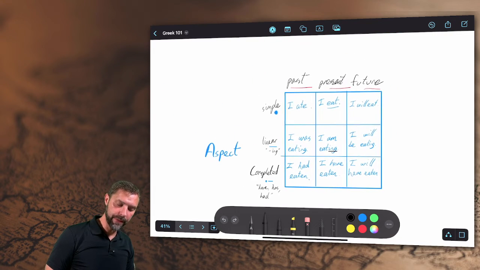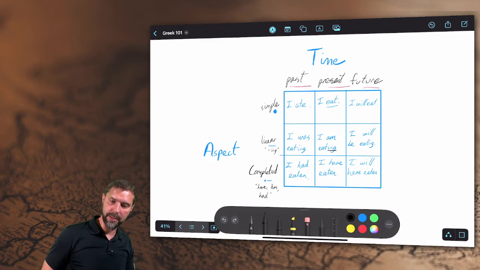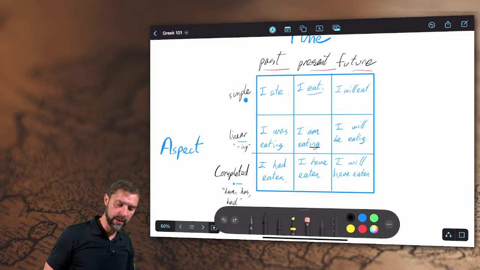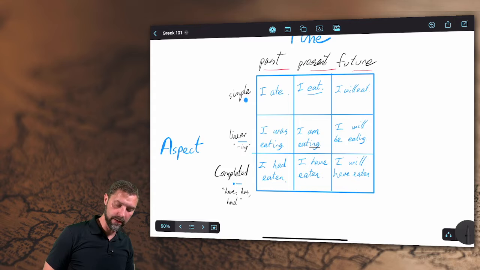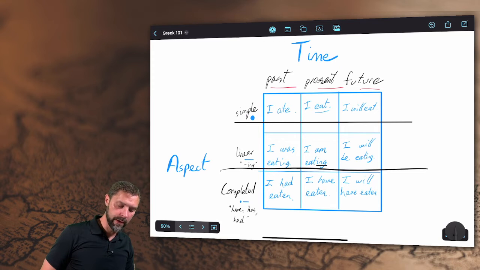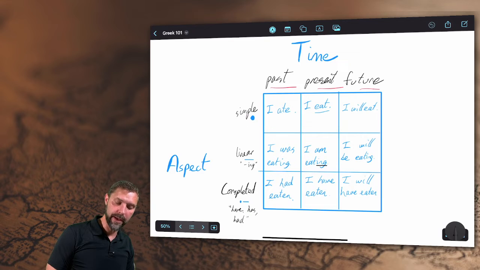And I think the helpful thing here is that I can actually put this now into a matrix where I can have all three of these together: the time, past, present, future; the aspect, simple, linear, completed. And you can do all of the combinations. Okay, I would encourage you to take a second here and pause the video, look down this and see how the simple aspect runs across each of the three times, past, present, and future. How you can do the linear or the ing form, how you can do the completed, the have form, and make each one of those work with the past, present, and the future.